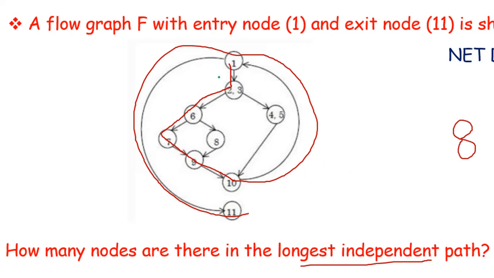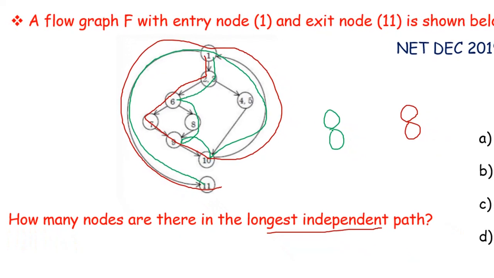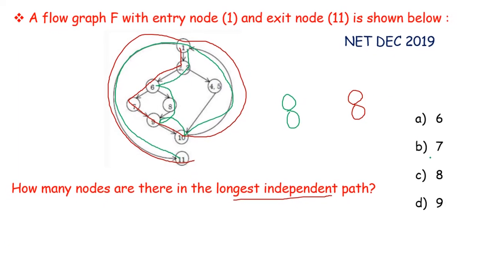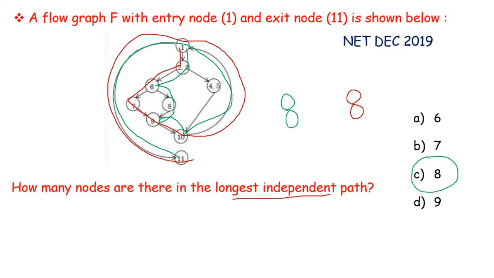Now second longest path is from node 1 to 2, 3, then towards node 6, 8, then towards 9, 10, towards node 1, and last is our exit point, that is 11. Again we will have 8 nodes in this path. So our final answer is 8.